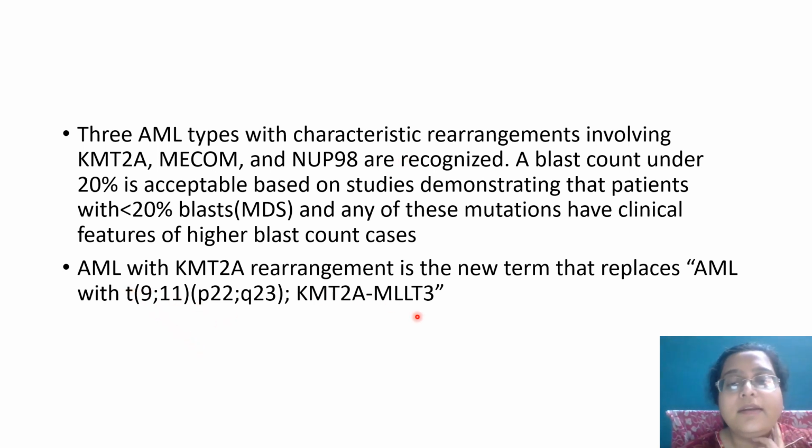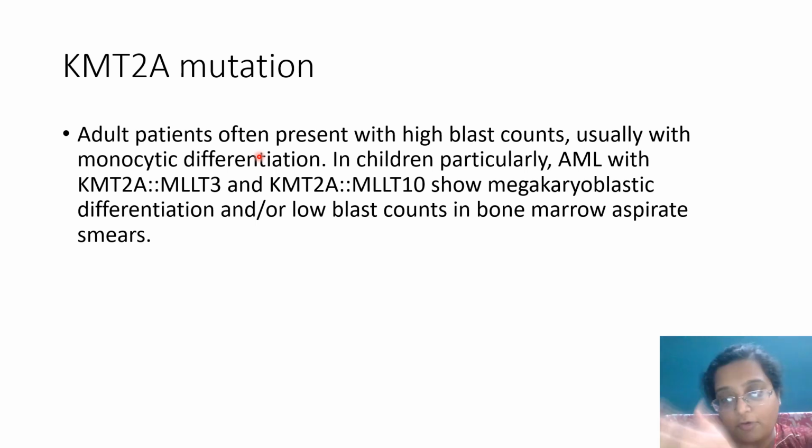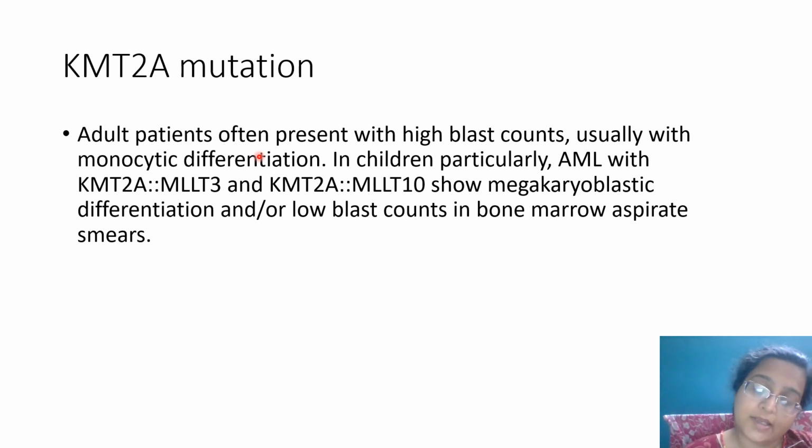AML with KMT2A rearrangement is a new term that replaces 11q23. KMT2A, MLL, MLLT3, this was existing, but now it is only known as KMT2A rearrangement. Adult patients often present with high blast counts, usually with monocytic differentiation. Now, this you will all have to remember. Make a chart: mutation, morphology. At least the important ones like CEBPA, like BCR-ABL1, like KMT2A, like NUP98, like MECOM. You make a chart for that.